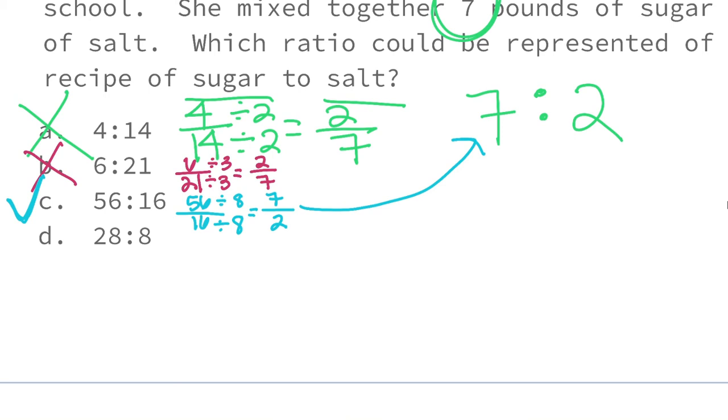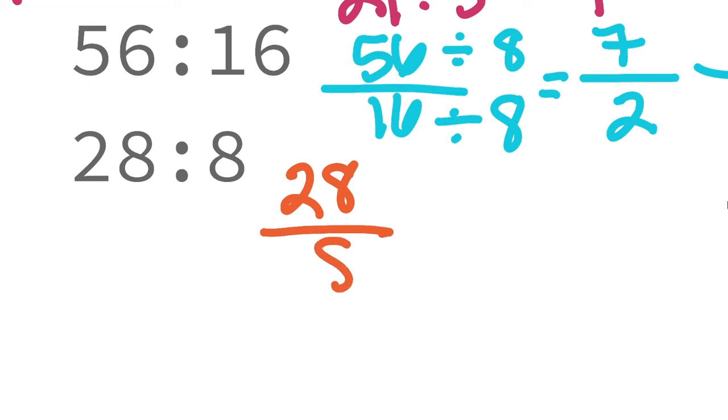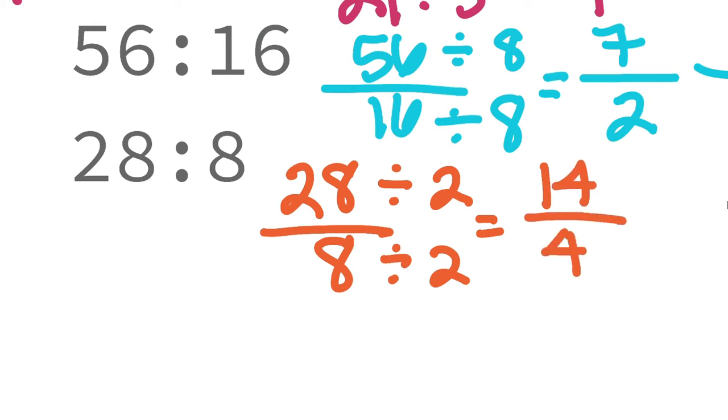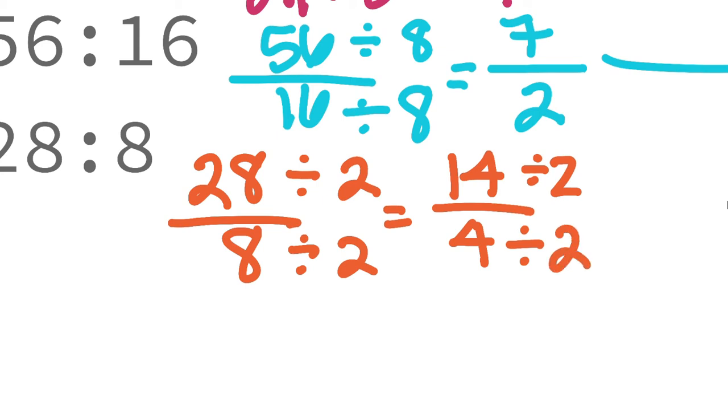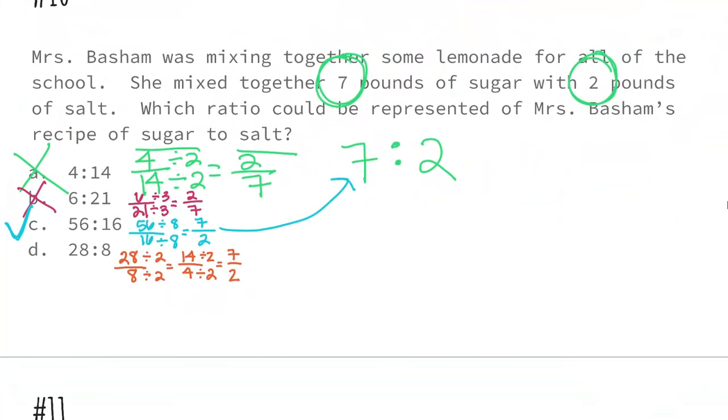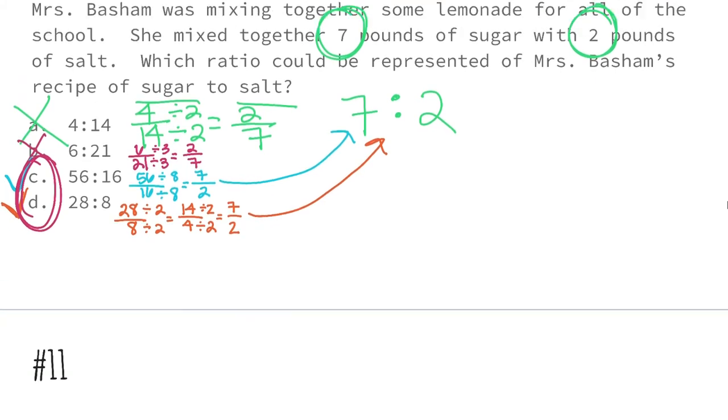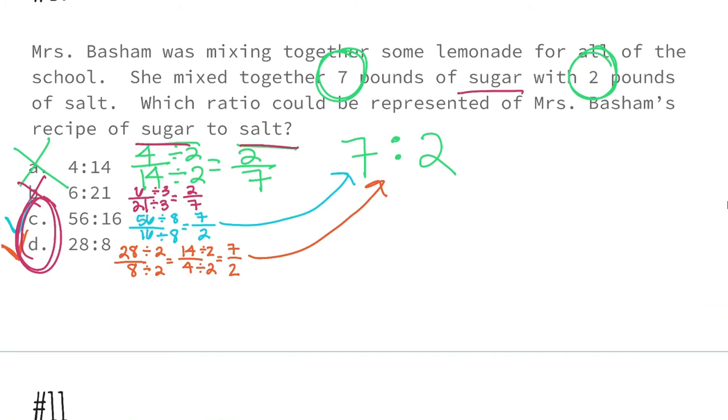Let's just double check this last one just to make sure. 28 over 8. Divide by 2. 14 over 4. I can divide by 2 again. 7 over 2. Hey, that's what I want. So it looks like there's 2 answer choices for this. So C and D would be correct answer choices, right? Because they both reduce down to 7 over 2. Okay, just make sure order matters. We had sugar to salt, 7 pounds of sugar with 2 pounds of salt, right? So just making sure you have everything in the right order.